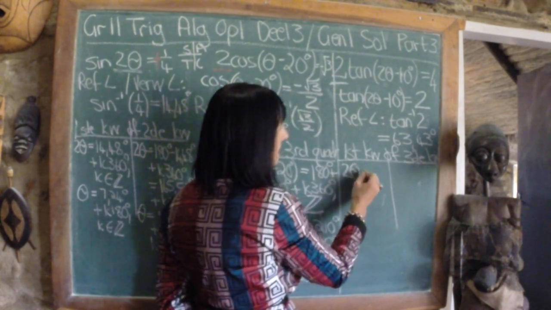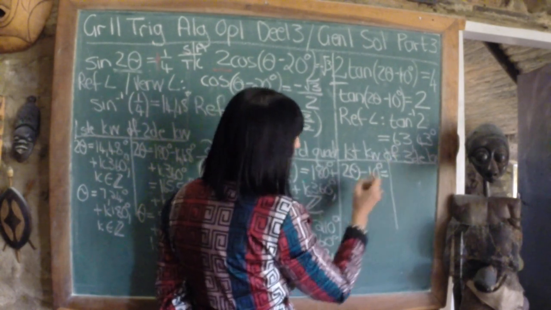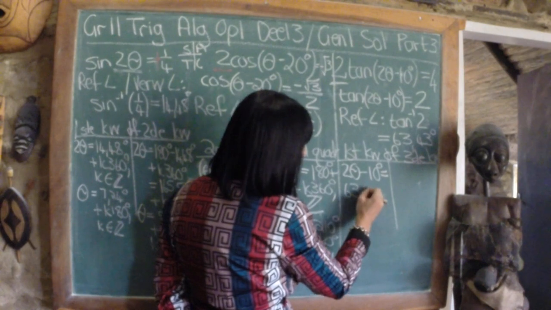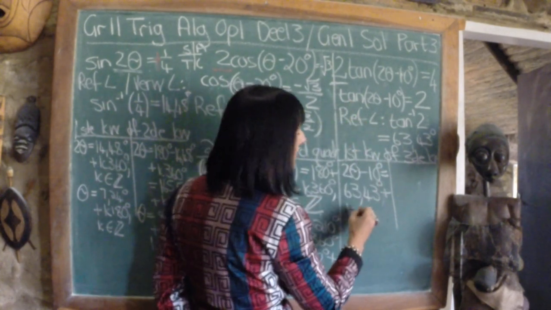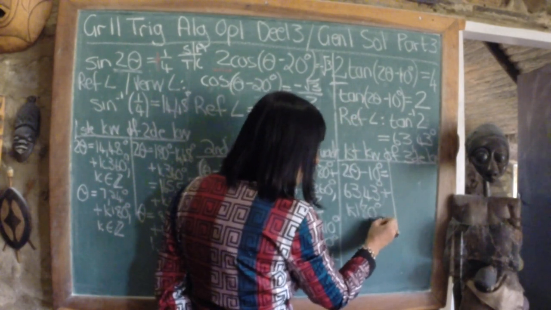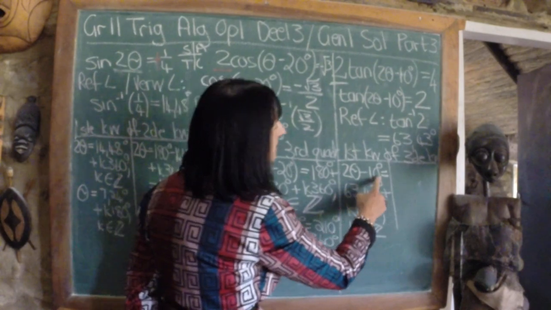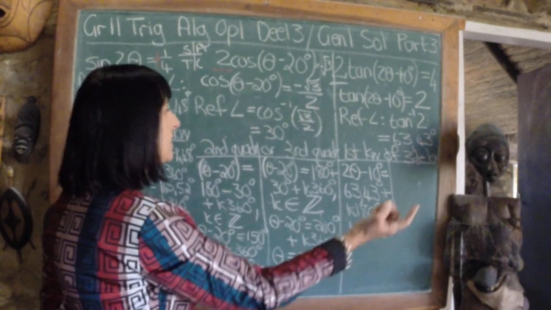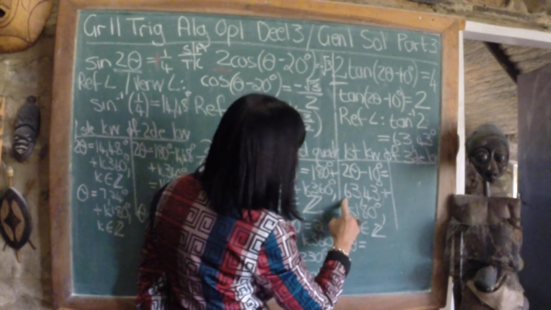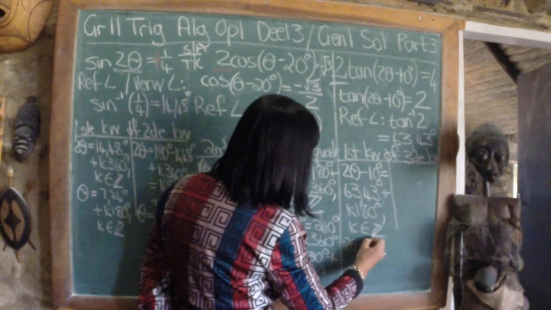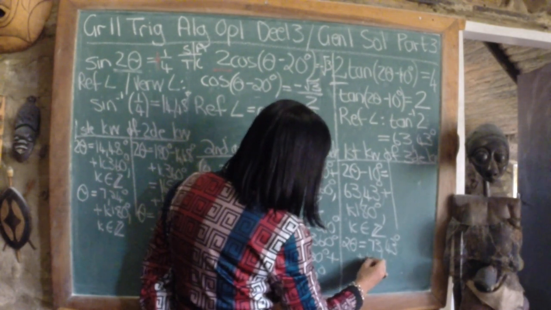2 theta minus 10 degrees equals 0 degrees plus my reference angle, plus k times, and be careful, it's tangent, so it's 180 for a cycle, k element of Z. Now I'm first going to get rid of my minus 10 by taking it over the equals to, so it's going to be 2 theta equals 73,43 because a minus 10 becomes a plus 10, plus k times 180 degrees.